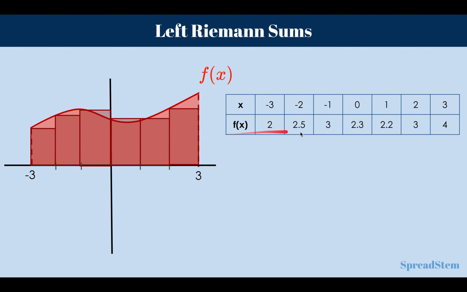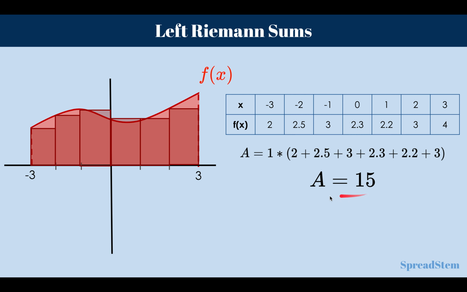So let's say we're given this table. We could find the area by multiplying the bases by the heights. And in this case, the heights are all the left sides. So we would add all these heights, all these f of x's, except for the last one, which would be this point right here. Because the height of the last rectangle is f of 2. And once we do this, we see A equals 15.